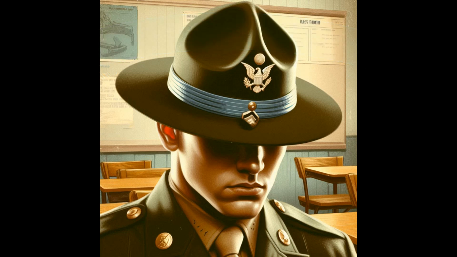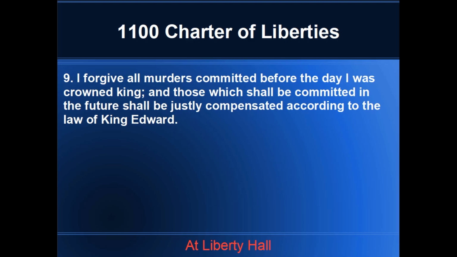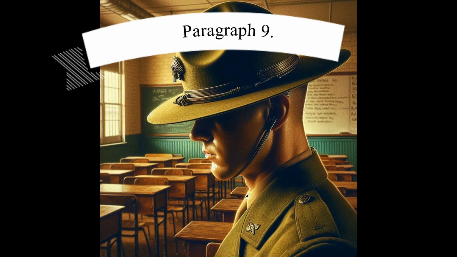9. I forgive all murders committed before the day I was crowned king, and those which shall be committed in the future shall be justly compensated, according to the law of King Edward. The king is pardoning all murders that happened before the day he was crowned. For any murders that happen in the future, the punishment or compensation will follow the laws that were in place under King Edward.